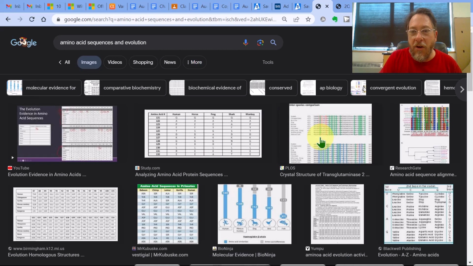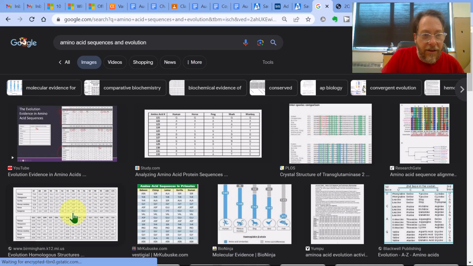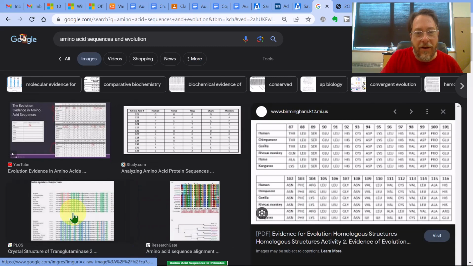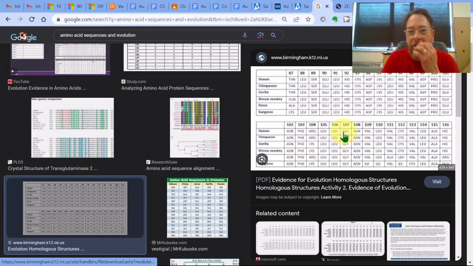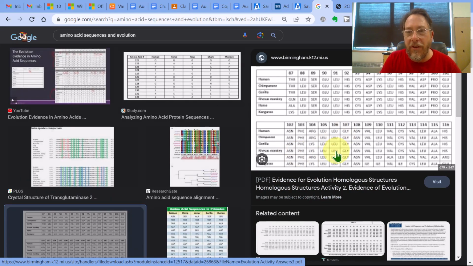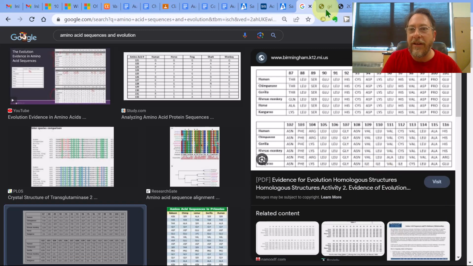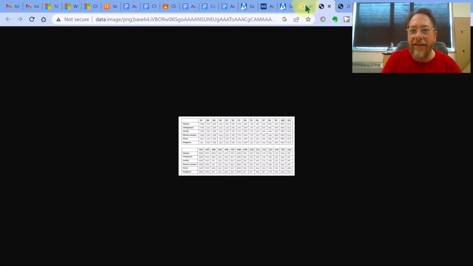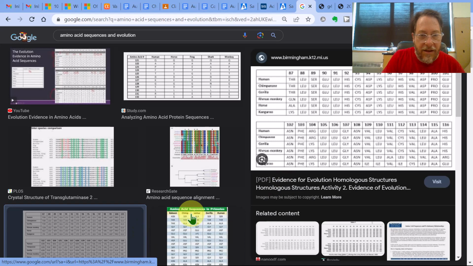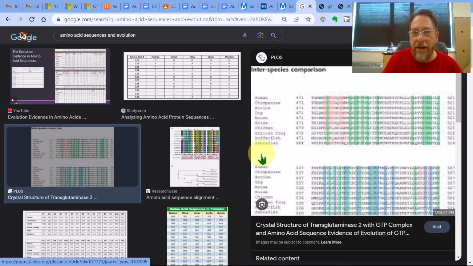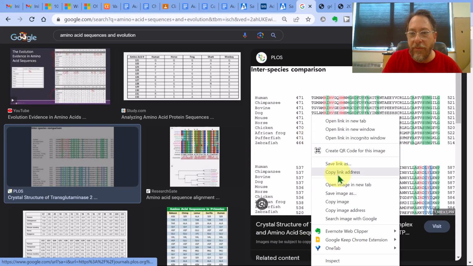Okay, how about this? In this one, we're going to compare amino acid sequences for different organisms. Let's see if this picture opens up nicely. No, it does not. Let's try this one. Okay, yeah, here we go. Let's open this in another tab.